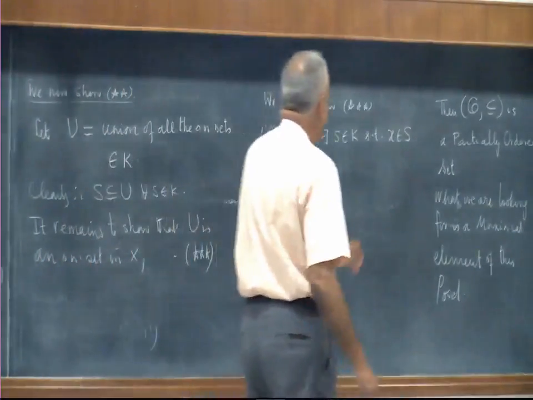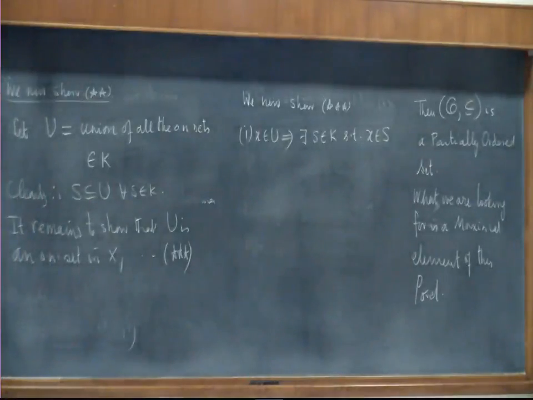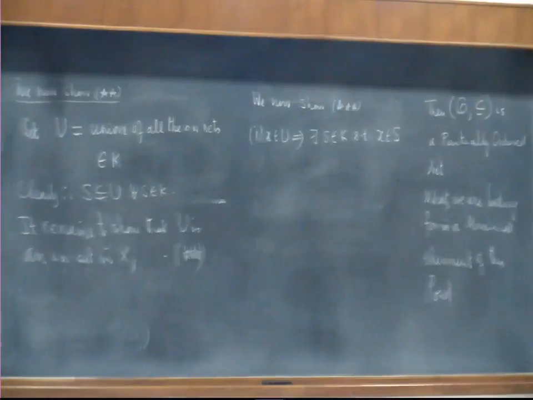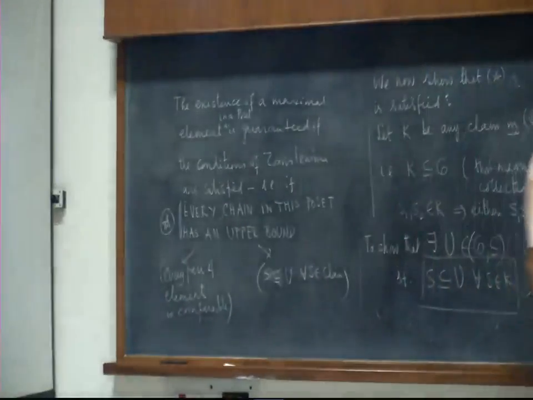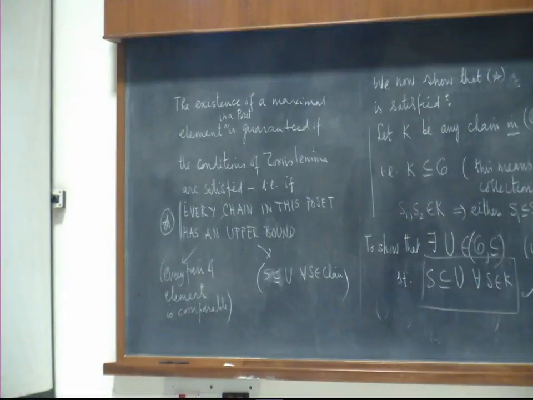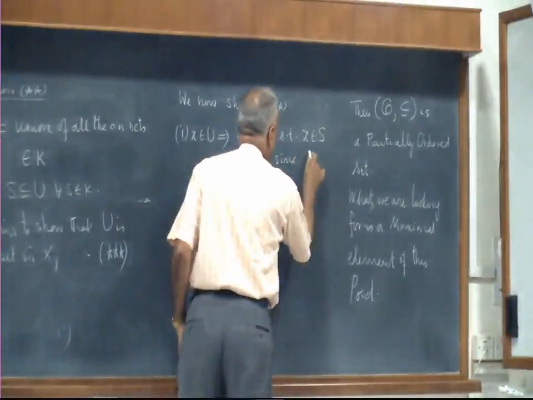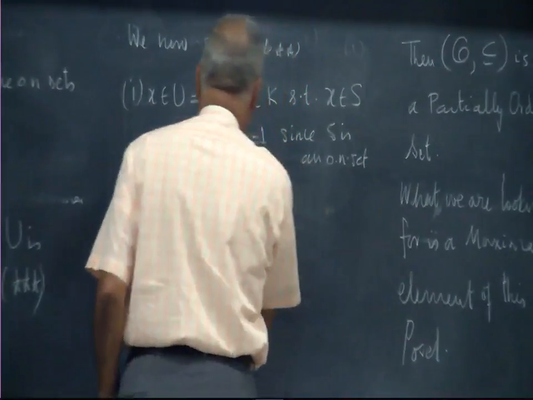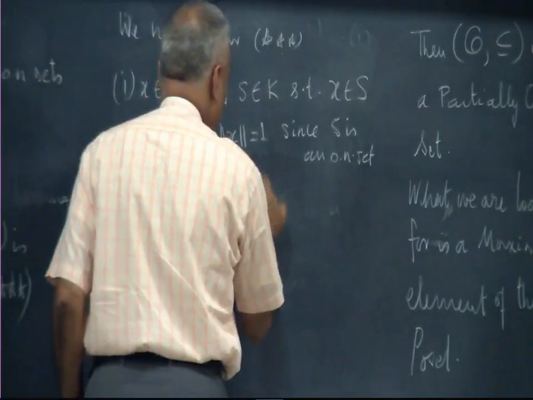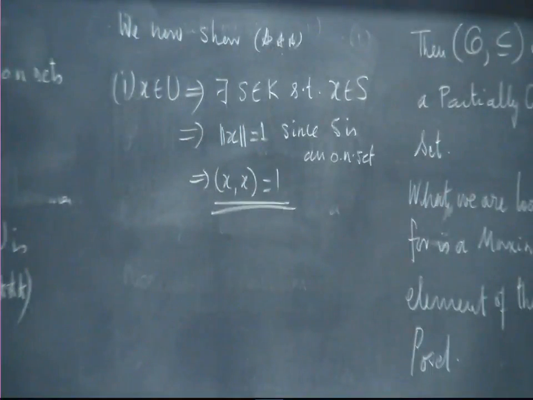But now, K is an orthonormal set, because K is a chain. K is a chain in O, and therefore K consists of only orthonormal sets, and therefore S is an orthonormal set, which implies norm x equals 1 since S is an orthonormal set. So, which implies (x, x) is equal to 1. So, that part is over. Every vector is normalized to length 1.